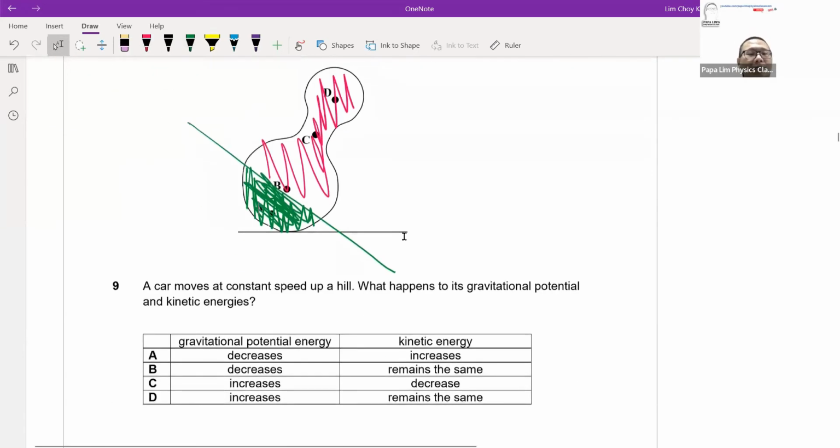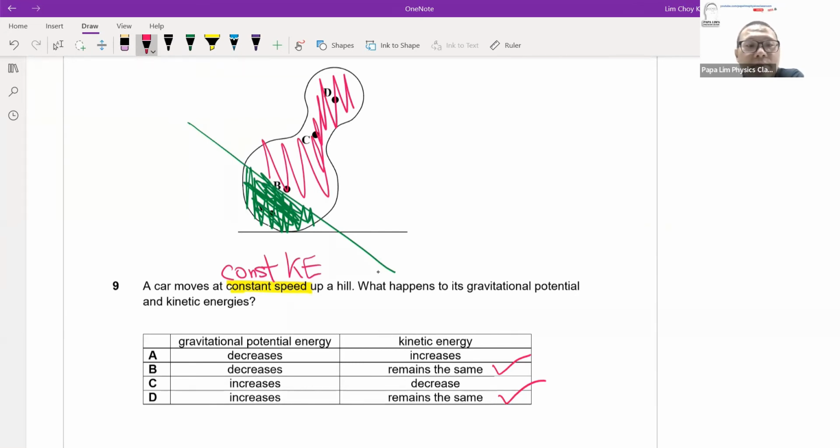Now, question 9. Constant speed up the hill. If you look at this question, one look you'll know it's dealing with energy, kinetic energy and gravitational potential energy. The clue given to us is that the question says constant speed up the hill. The moment I say constant speed, what I'm actually telling you is that the kinetic energy remains constant. So straight away you know your answer will be narrowed down to B and D, because it's constant kinetic energy.